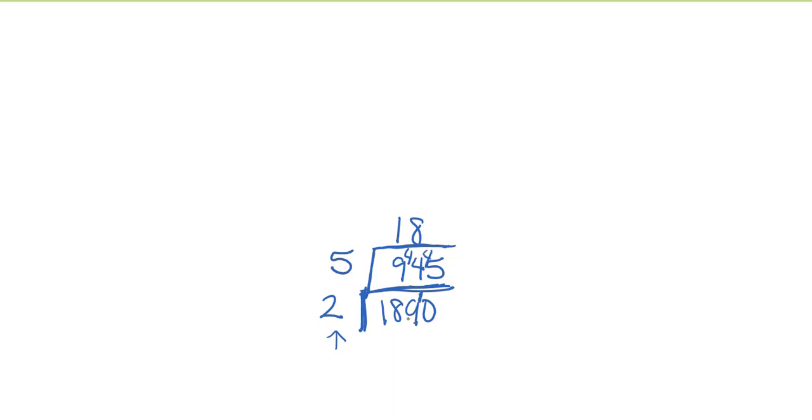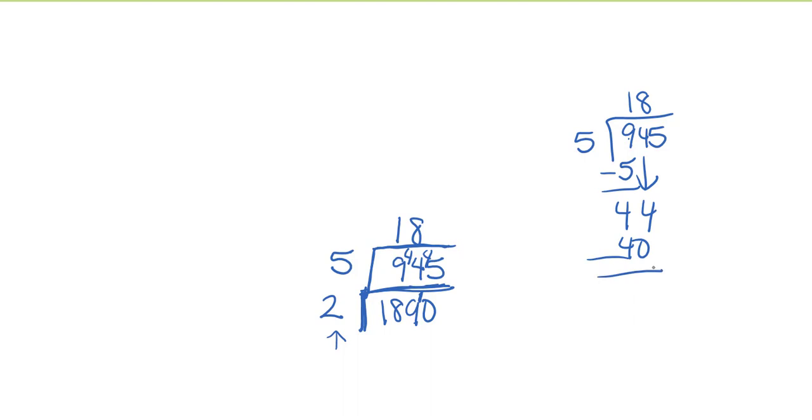Now feel free, if you like this method, to do it over here if you have to have all the numbers underneath. 5 can go into 9 one time. We subtract, we get 4. We bring down the 4. So that's why we got the 44 there. Now 5 can go into 44 8 times. We subtract, we get a 4. Now we bring down that 5. Now 5 can go into 45 9 times. We subtract, we get 0. So once again right here, it's a 9.